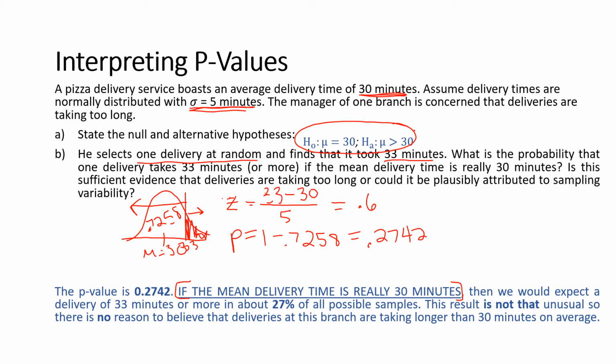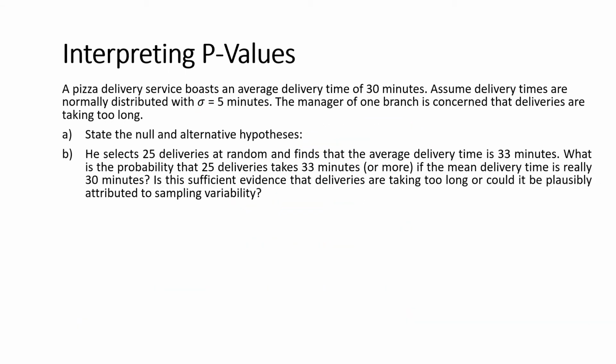So let's do a little bit better job of the statistics here. One delivery at random is not really going to tell us a whole lot. Let's up our sample size. So here we have the same situation. The pizza delivery service is supposed to take 30 minutes on average. Standard deviation is still 5 minutes. And again, the manager is concerned that deliveries are taking too long.